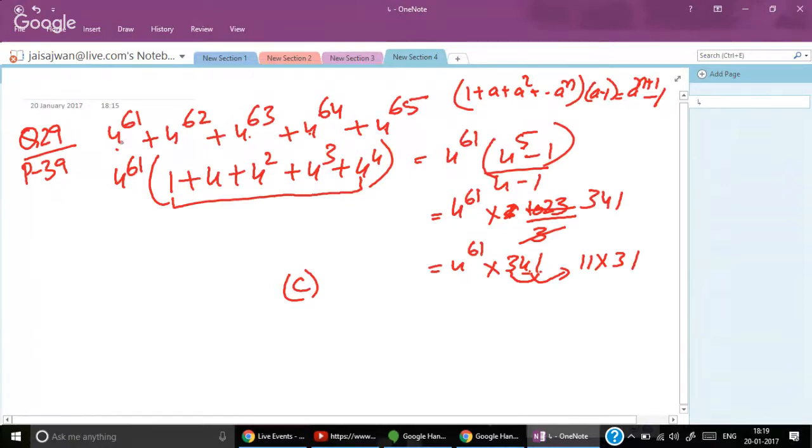Similarly, 5, when you are dividing 4 by 5, remainder is minus 1, this is plus 1, this is minus 1, this is plus 1, minus 1. Effectively, the remainder is coming out to be minus 1. Also not divisible by 5.